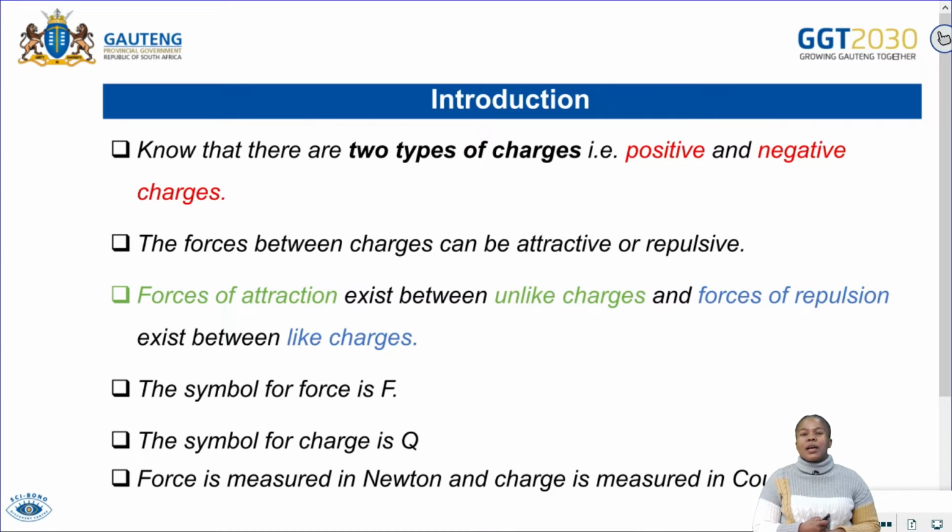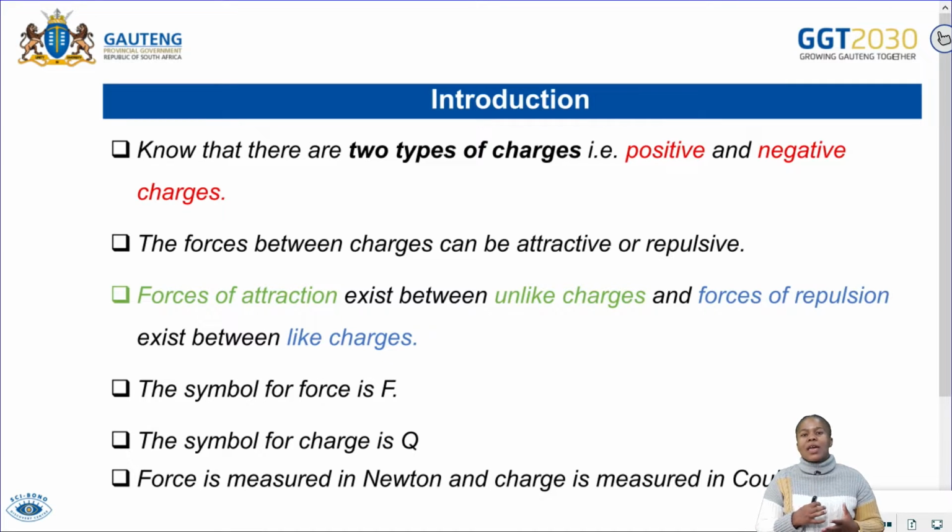With our introduction, I want to remind us that there are two types of charges. We have positive charge and also we have negative charge. So the force between the charges can either be attractive or repulsive, and that depends on the types of charges that are interacting with each other. When you have like charges interacting with each other, that should be your positive charge interacting with another positive charge, you get the force of repulsion that exists between those two charges.